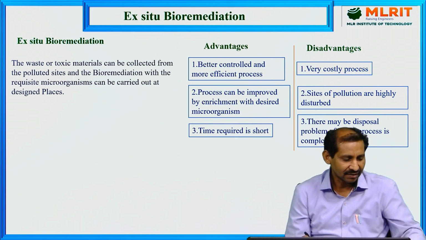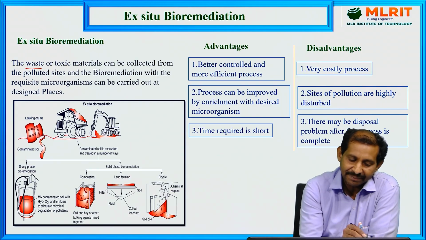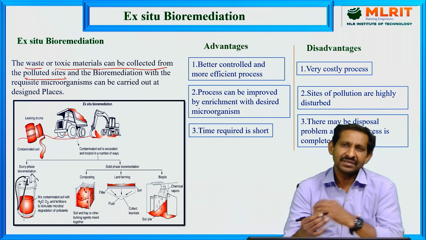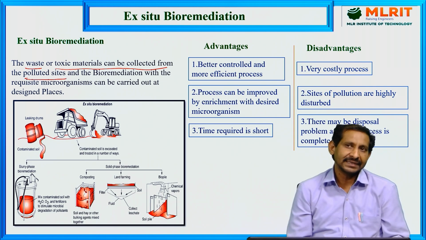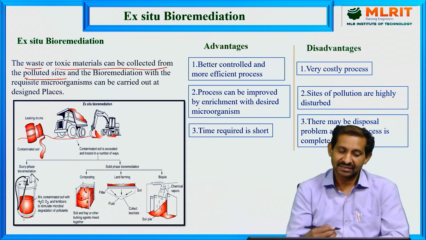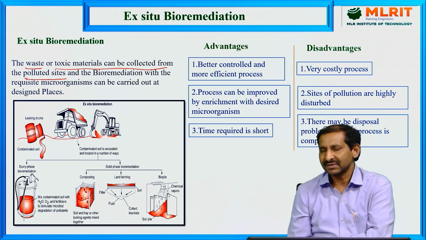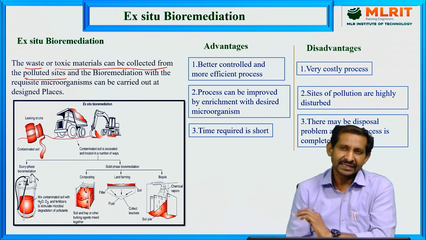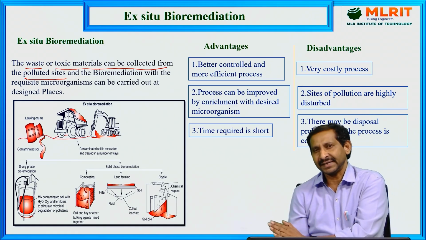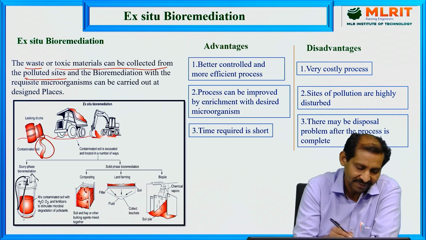Now coming to ex situ bioremediation. Ex situ bioremediation means the waste, contaminants or toxic materials are collected from the polluted sites. We collect whatever waste, toxic materials or pollutants from that area, and it is transported to suitable places like reactors or labs. In that place, nutrients and water are added and the degradation takes place. Whatever the pollutant, contaminated oil or soil, it is collected from the site.